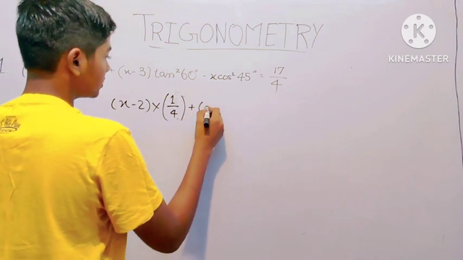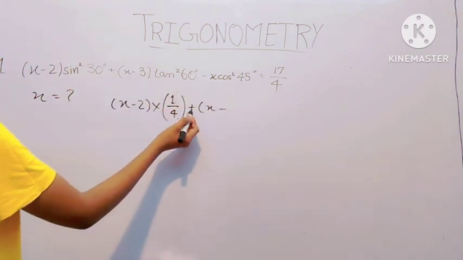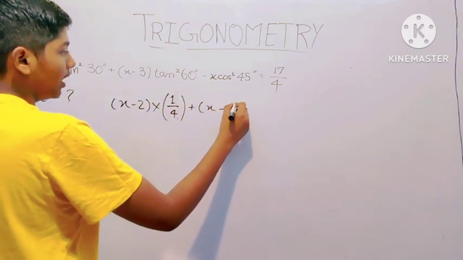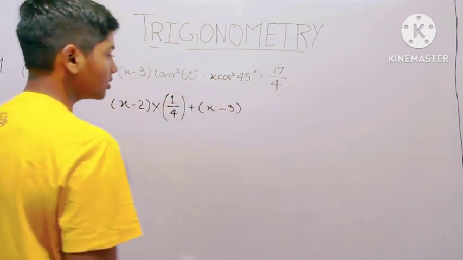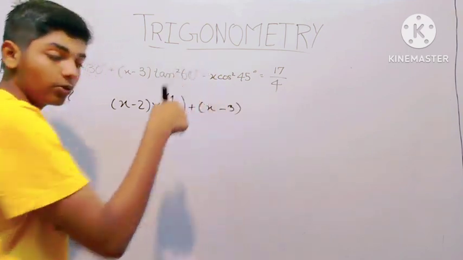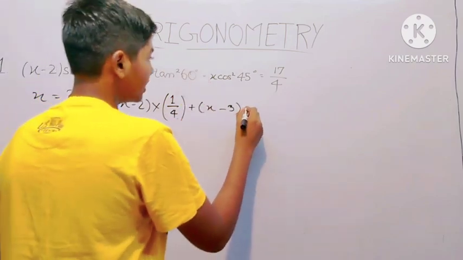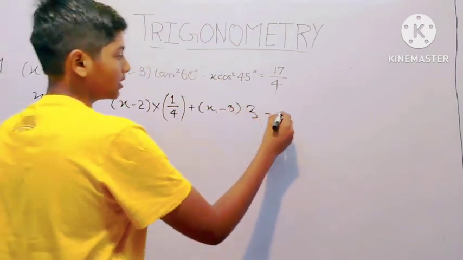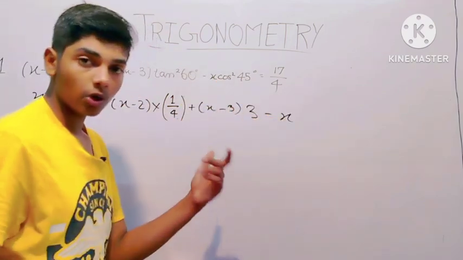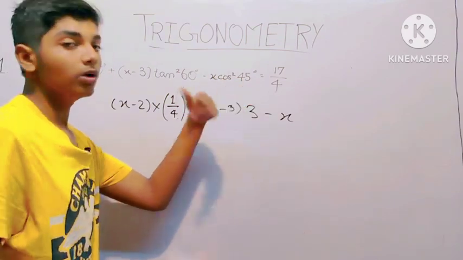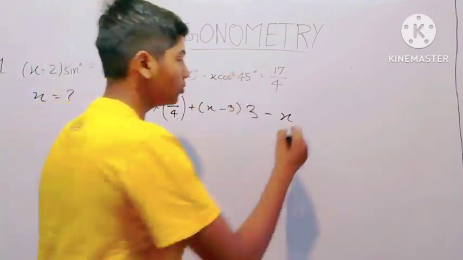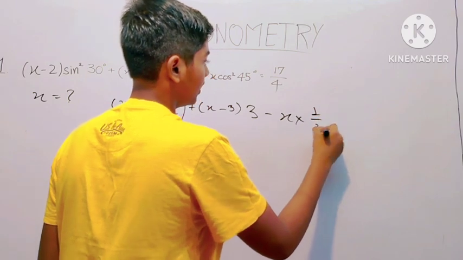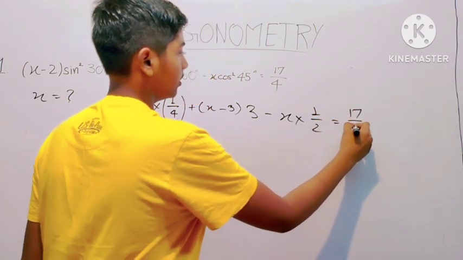Similarly, here is a plus sign, so this is also a plus sign: (x - 3) multiplied by tan² 60°. tan 60 is equal to root 3, and the square of root 3 is 3. Minus x cos² 45. What is cos 45? Cos 45 is 1/√2. The square of 1/√2 is 1/2, so the equation is equal to 17/4.